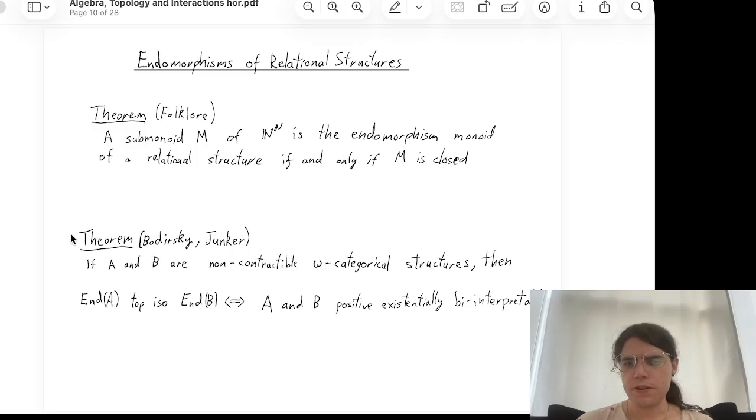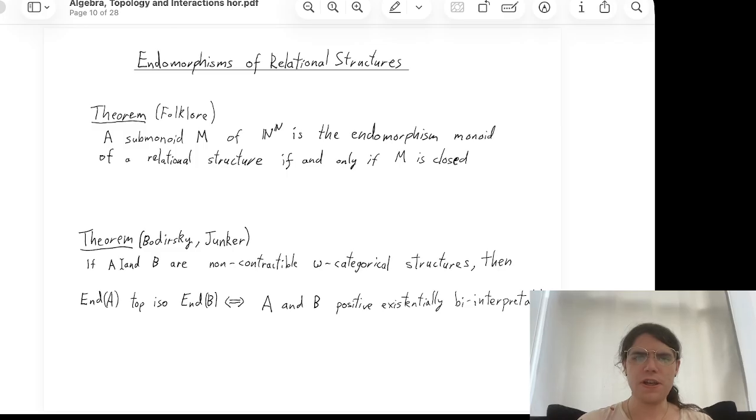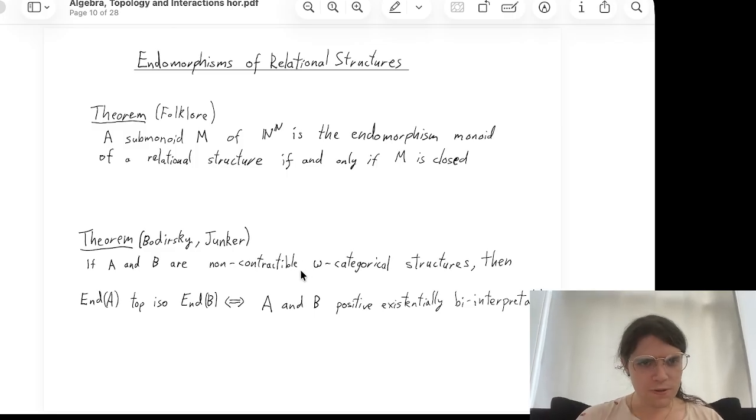There's a theorem of Bodirsky and Junker, which says that if I have two non-contractible omega-categorical structures, then their endomorphism monoids are topologically isomorphic, so there's an isomorphism between them which preserves the pointwise topology, if and only if they are positively existentially bi-interpretable. So this gives you a very strong connection between the model theory of the structures and the topological algebra of the endomorphism monoids of the structures. It's very good. Non-contractible means that it does not have a constant endomorphism. Unfortunately, this is quite a strong hypothesis, but there are certainly many things which satisfy this.